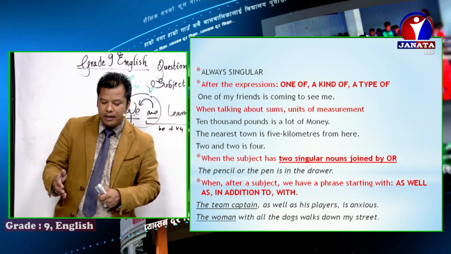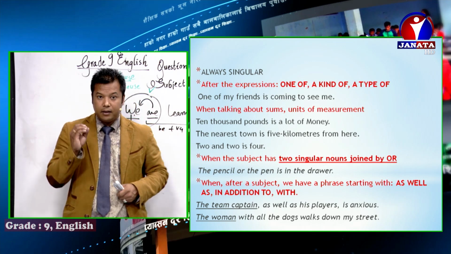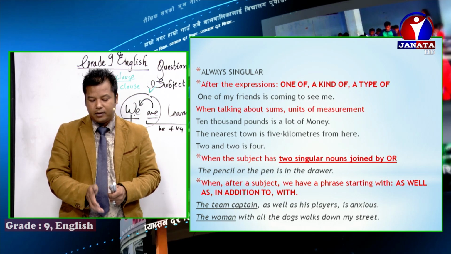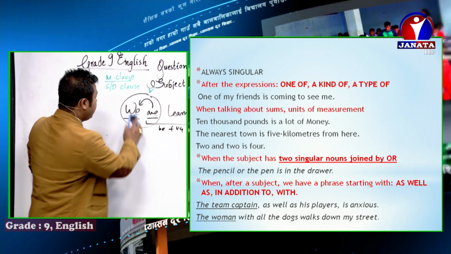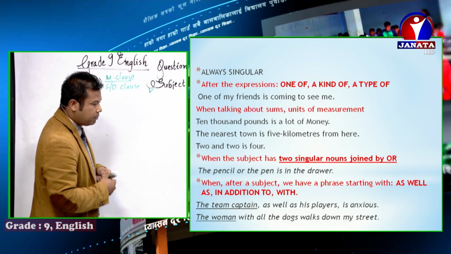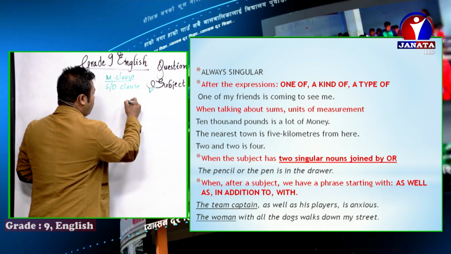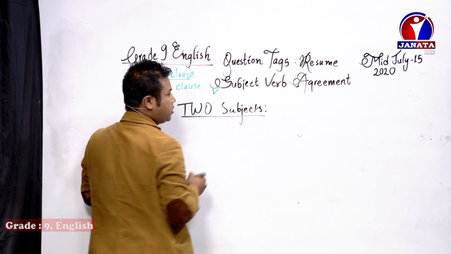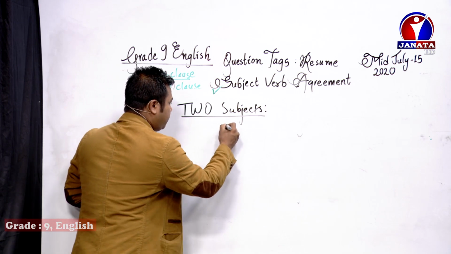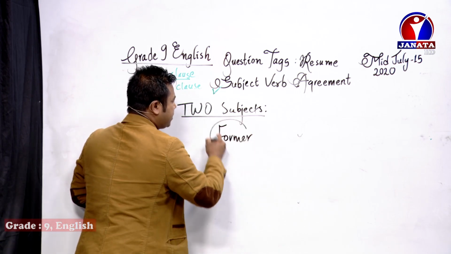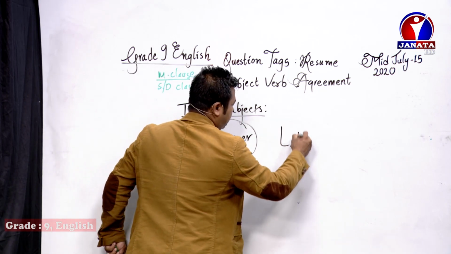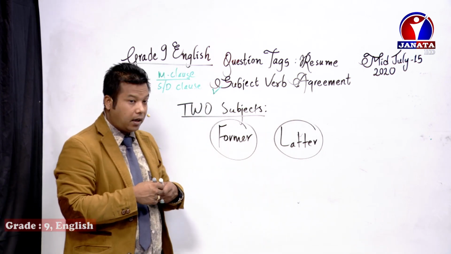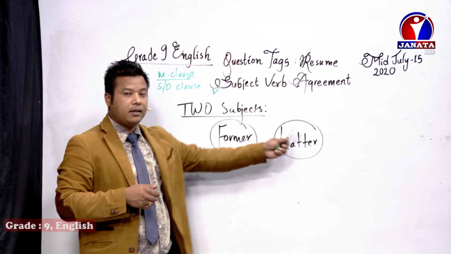Now, when the subject has two singular nouns joined by or. Now, from here, we will start becoming a little slow. The pencil or the pen is in the drawer. Here, the focus, we always have a complication when there are two subjects introduced to us by using different connectives or conjunctions. Whenever you have two subjects connected using conjunctions, we have got two subjects. The first subject is called former subject, all right? The second one is called latter subject. See the spelling difference? Not single T, it's double T. Former, latter. First, second.